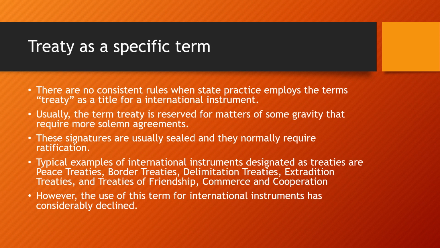Treaty as a specific form. There are no consistent rules when states practice employs the term treaty as a title for an international instrument. Usually the term treaty is reserved for matters of some gravity that require more solemn or serious agreements. These signatures are usually sealed and they normally require ratification. Typical examples of international instruments designated as treaties are peace treaties between nations, border treaties, delimitation treaties, extradition treaties, treaties of friendship, commerce, and cooperation.